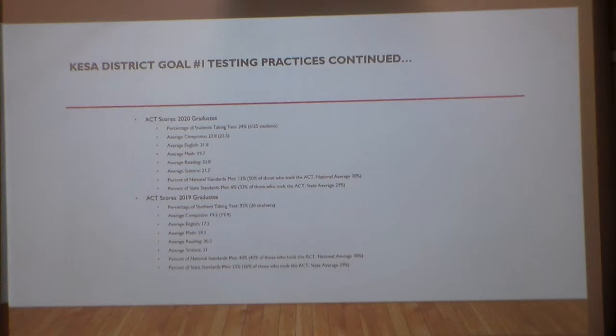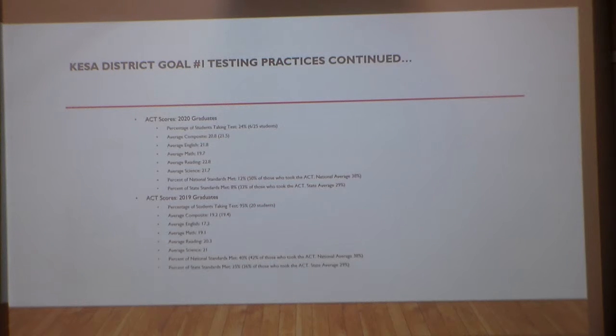ACT scores for our 2019 graduates, we had 95% taking. We had all but one student who has taken it. Composite score, we had 19.2, again, a little bit low, but you have to look at other factors. 19.4 if you take all those averages. You can see our average English was 17.2, math 19.1, reading 20.3, science was 21. That met is 40%. That number is higher. Of that 40%, 42% of them were above the national average. So again, both those numbers were higher. As far as the state, we were a little bit below that at 25 and 26 as opposed to 29.